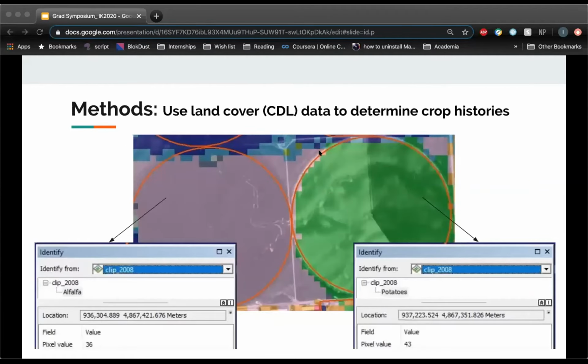So what we have here are 2 fields overlaid on a landscape map, and we can see what pixels are there. Using this identify tool, we can see that there's alfalfa in the left-hand field and potatoes on the right. But to determine the actual field management units, we need to draw boundaries, which is called digitizing in the GIS world.